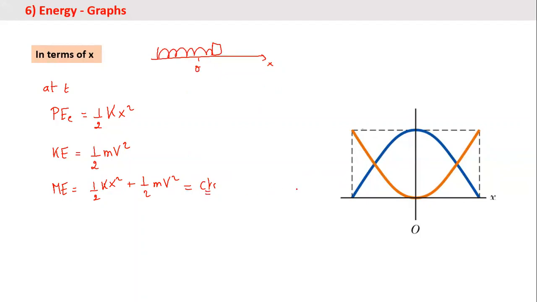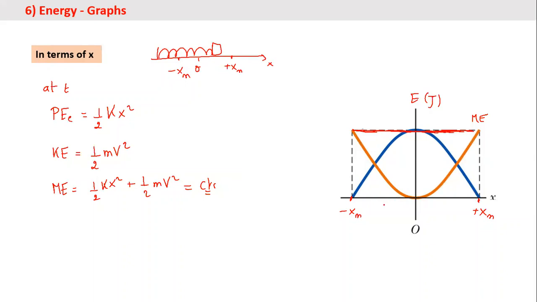So if we want to represent the energy in terms of x, this is the energy in joules in terms of x. The constant part is the mechanical energy. Here we have the mechanical energy, and its limits are minus xm and plus xm. These are the boundaries of x.